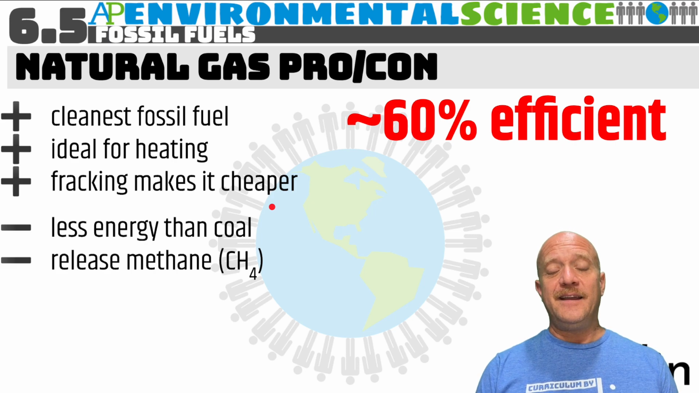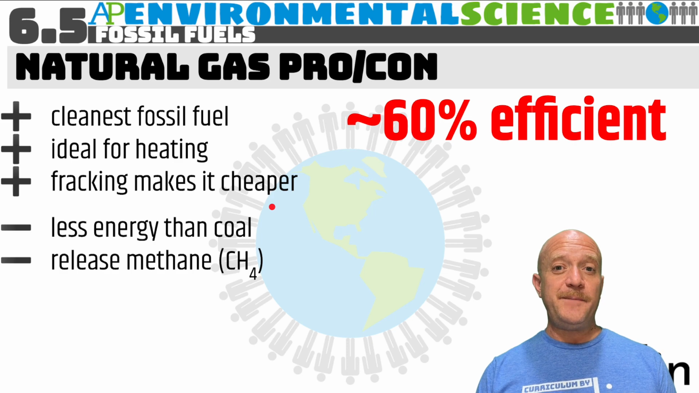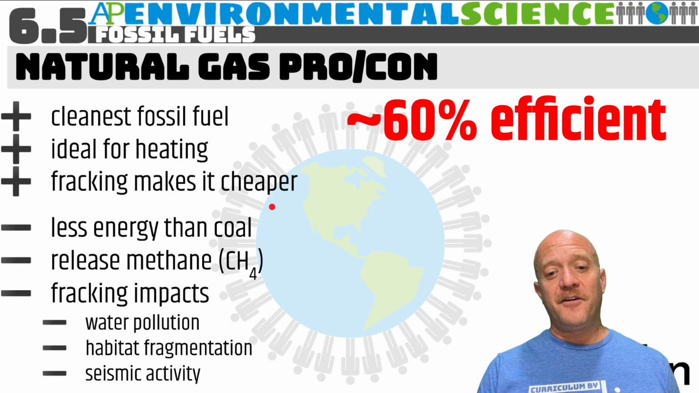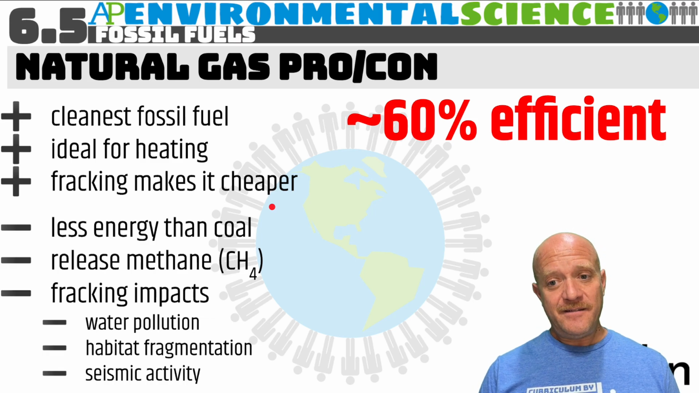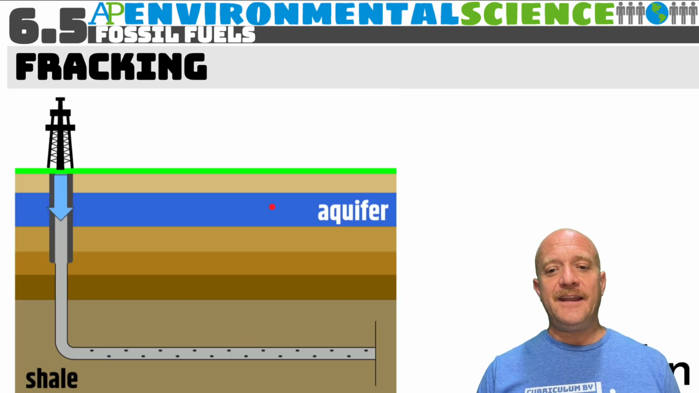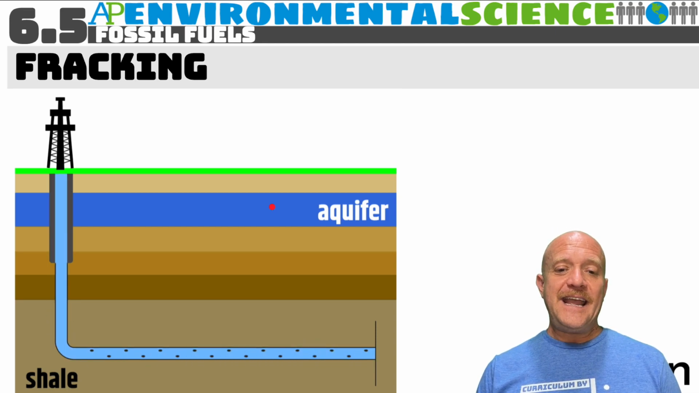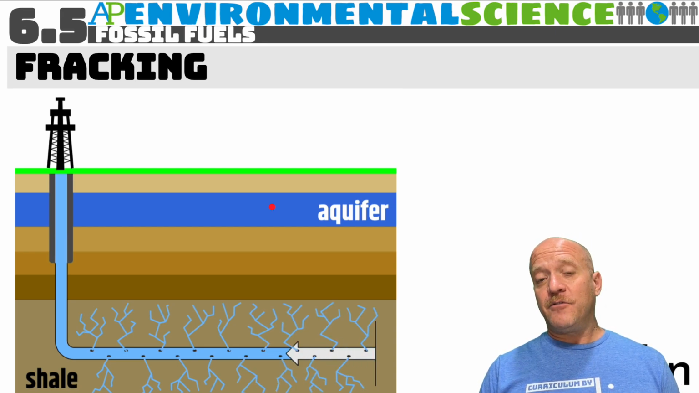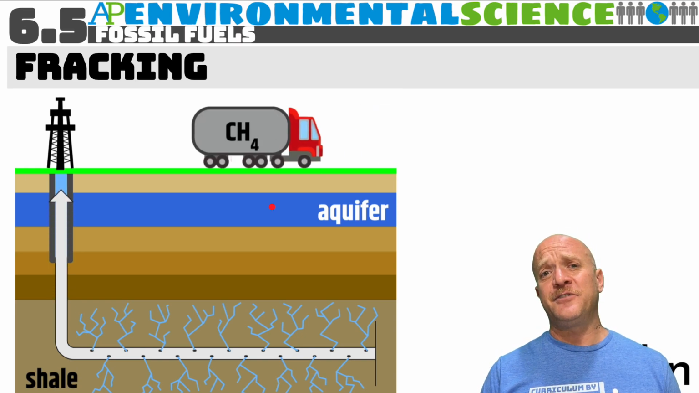But fracking is a process that makes this cheaper. So natural gas can be more cheaply obtained through the process of fracking, but fracking will have other impacts, most notably water pollution, habitat fragmentation, and seismic activity. So what is fracking? Fracking is another word for hydraulic fracturing. That is where we are taking a liquid and injecting the liquid down beneath the aquifers into a layer of shale. And shale is just a sedimentary rock.